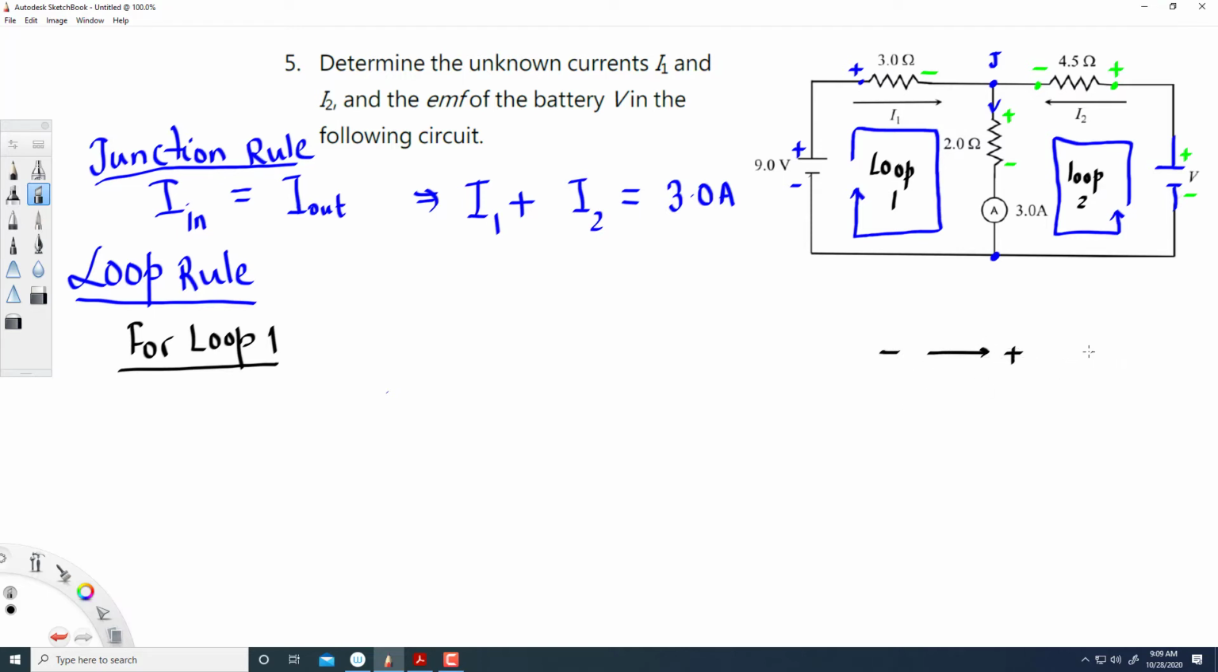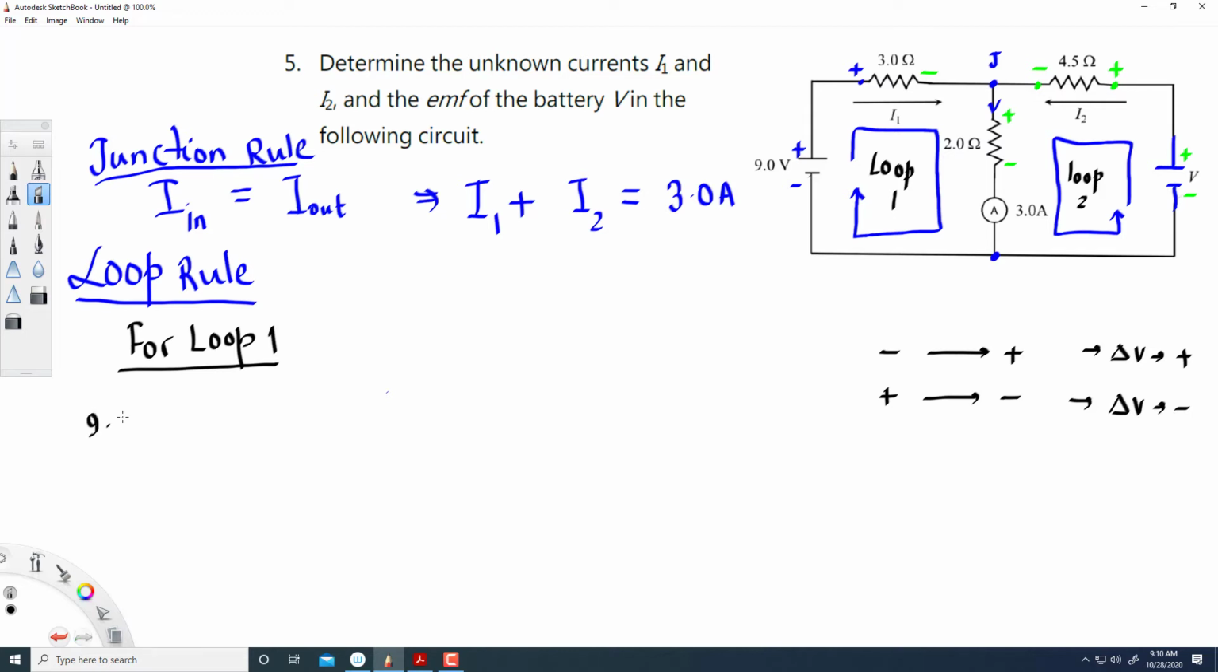or negative to positive, the potential difference is positive. And when you go from higher potential to lower potential, your potential difference would be negative. It's like moving uphill or downhill. If you move uphill, you gain potential energy, so it would be positive. If you go downhill, you lose potential energy, so it would be negative. For this battery, we are going from negative to positive, so we are going uphill.